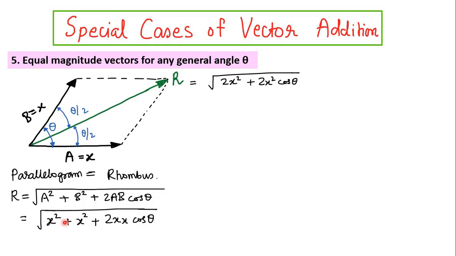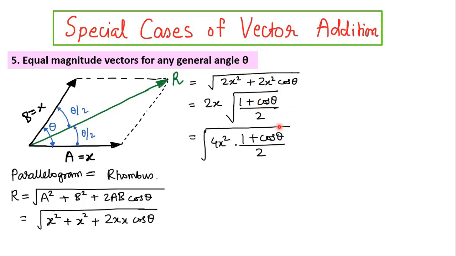Now adding x square plus x square becomes 2x square. So in both places we are having 2x square, take the 2x square common. First of all, you divide by 2 here and then you can take 2x common out of that. So we are getting root of (1 plus cos theta) divided by 2.